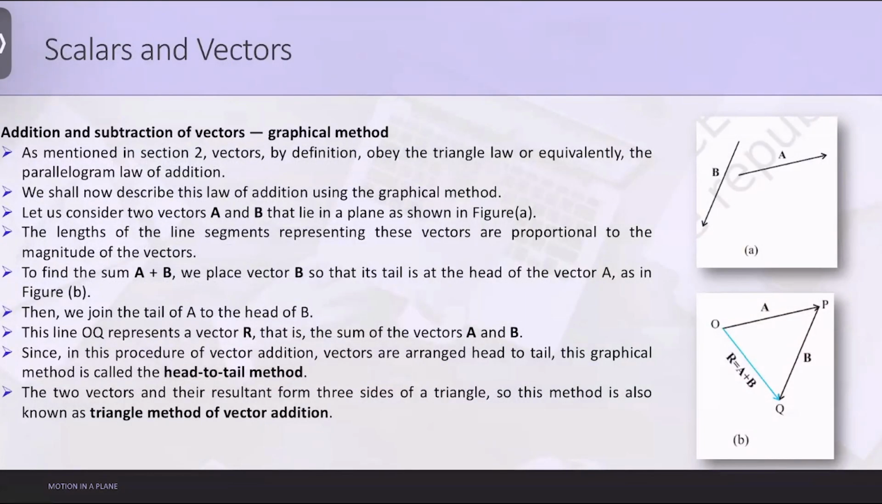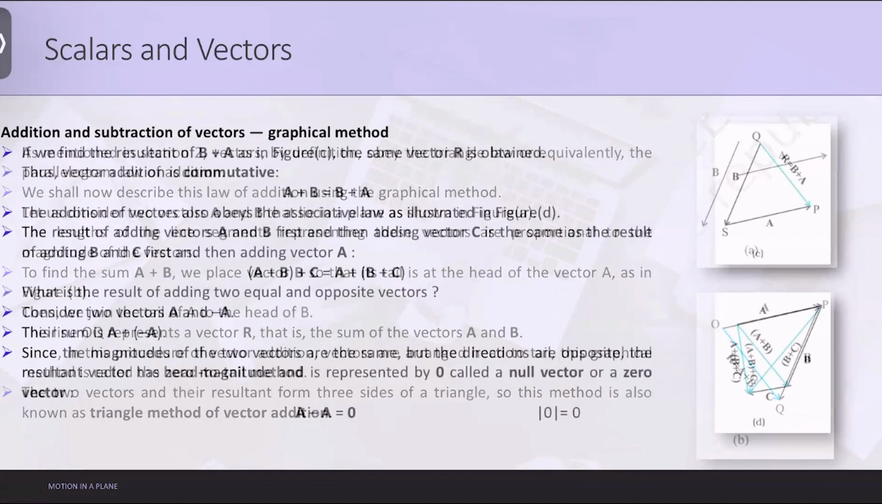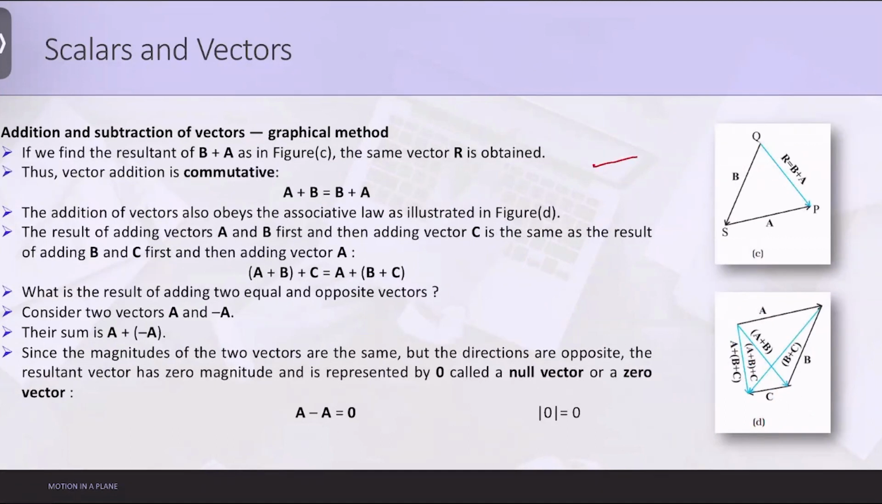In the previous lecture we understood the triangle method of vector addition. This is the vector A, this is the vector B, and the resultant is R, which is equal to A plus B. That is also explained here. Now let us begin the further discussion.